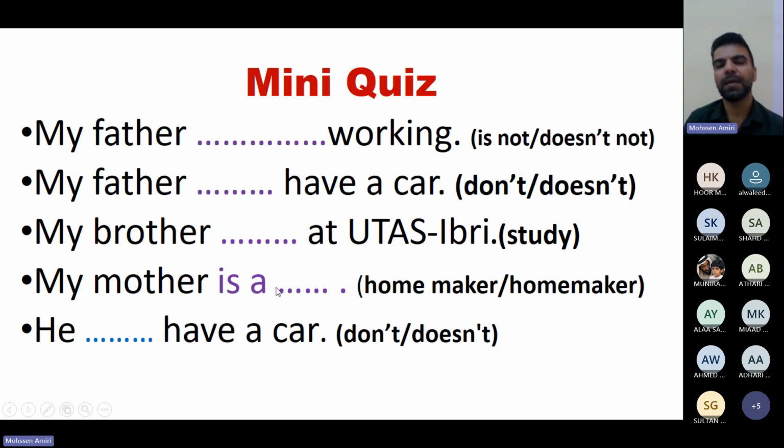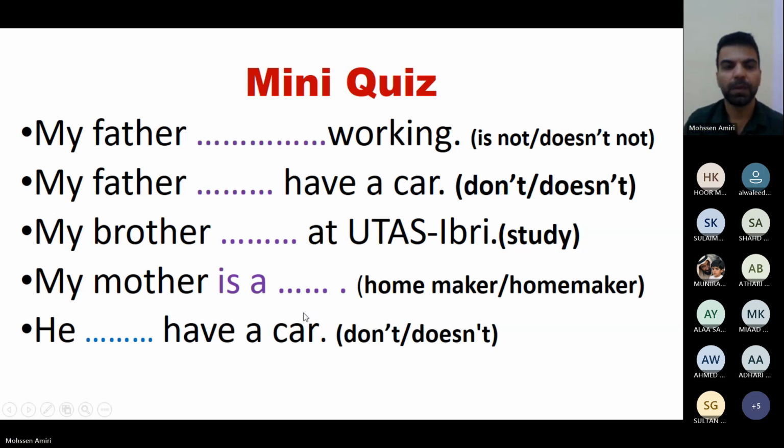My mother is a. Which one is correct? This one or this one? I didn't teach you this, but maybe you know it. Homemaker. Homemaker means a mother who doesn't have a job outside and she just works at home. You know, she's just a housewife, we say, or homemaker. So the spelling, I wrote this to teach you the spelling. Many students write foot and then a space ball, which is wrong. Football is one word. So you need to be careful in the spelling also. Football, it is one word. Okay, so here, homemaker is correct.